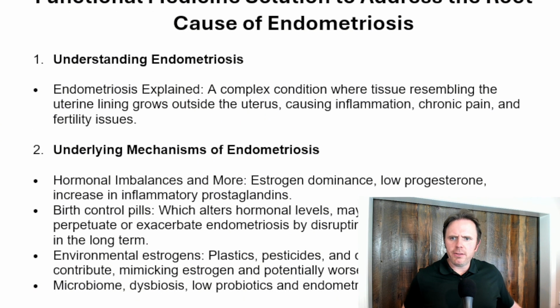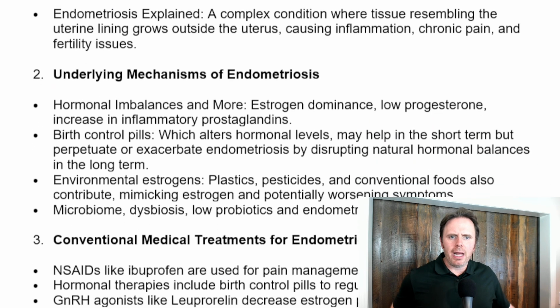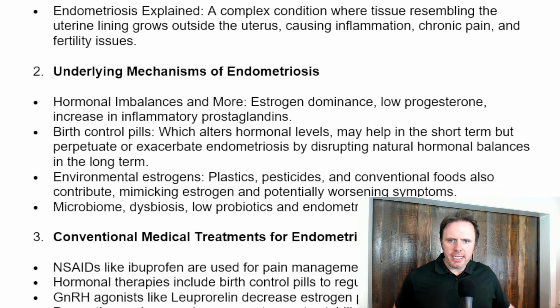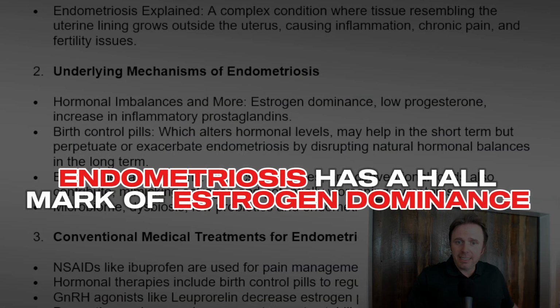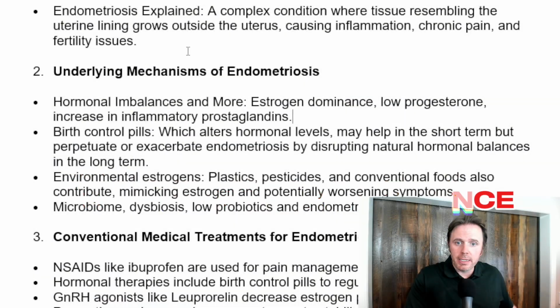Okay, so we talked about the endometrial lining and what's happening there. Now, what's the underlying mechanism? Because it's really interesting. When you understand the root physiology of what's happening, then it's like, okay, why are we making this change? Why are we taking these supplements? What's conventional medicine doing? Does it get to the root cause? Is it controlling symptoms? When you get that, you're able to look at things a lot differently. So first off, endometriosis has a hallmark of estrogen dominance.